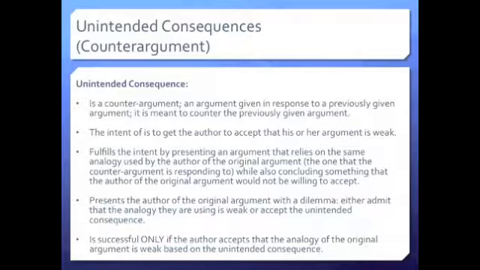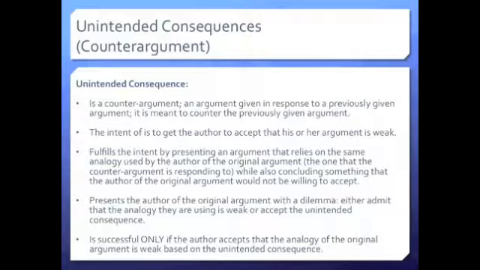An unintended consequence presents the author of the original argument with a dilemma: either admit that the analogy is weak or accept the unintended consequence. An unintended consequence is successful only if the author accepts that the analogy of the original argument is weak based on the unintended consequence. Now, note that an unintended consequence is different from a counter-analogy. Although both are counter-arguments, what a counter-analogy does is seek to establish an analogical argument that argues for the opposite conclusion of the original argument. An unintended consequence does not seek to do so. It doesn't try to establish the opposite of the conclusion of the original argument.